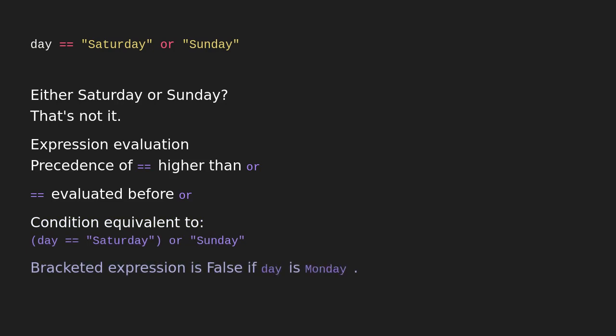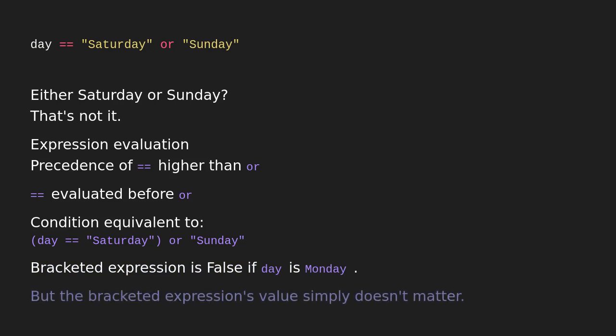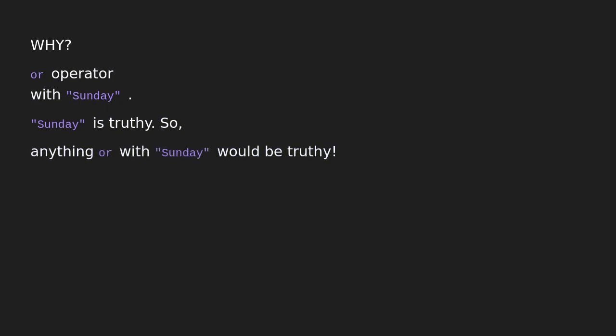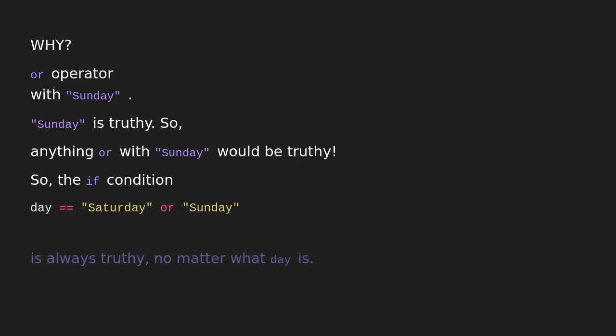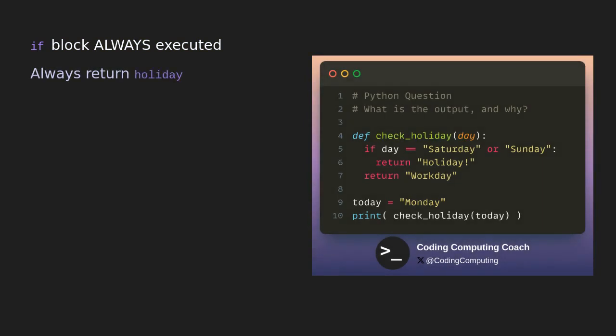Bracketed expression is false if day is Monday, but the bracketed expression's value simply doesn't matter. Do you see why? That's because the OR operator is going to act on it with Sunday, and Sunday is a non-empty string. Therefore, Sunday is truthy. So, anything OR with Sunday would be truthy. So, the if condition, day is equal to Saturday or Sunday, is always truthy, no matter what day is. So, the if block is always executed. Therefore, it's always going to return holiday. And that's even if day is set as Monday. That's the output. Every day is a holiday.